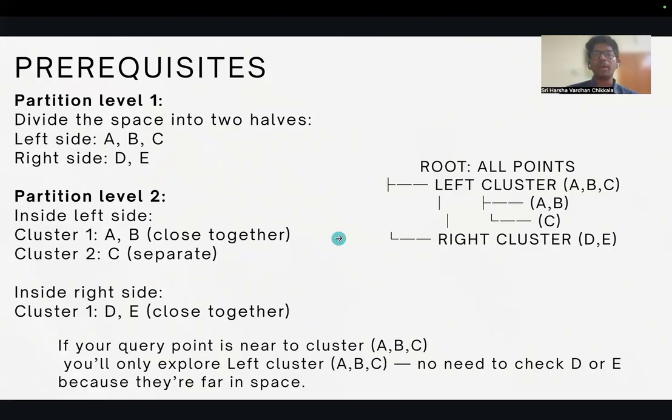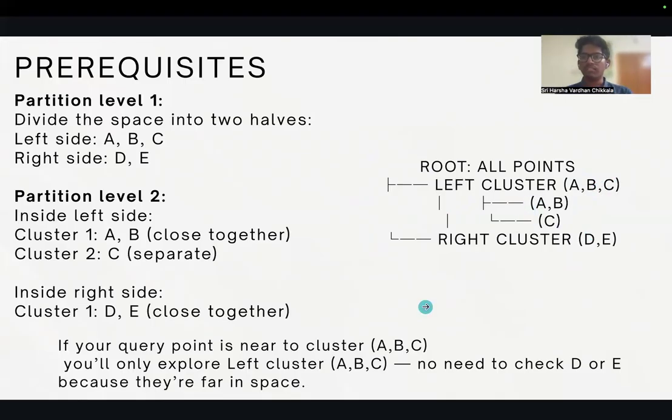Now after two partition levels, this is the structure that we got. We have two clusters in total, a left cluster and a right cluster, where the left cluster has ABC, the right cluster has DE, and ABC is further divided into A, B, and C.